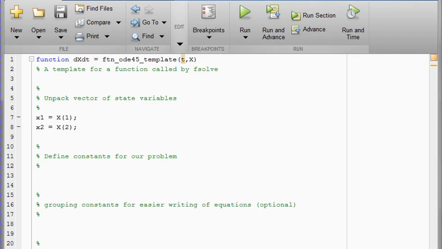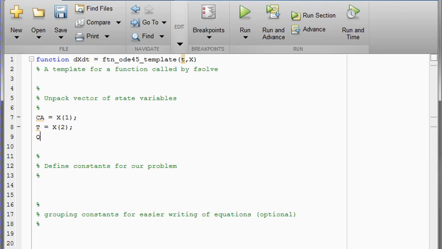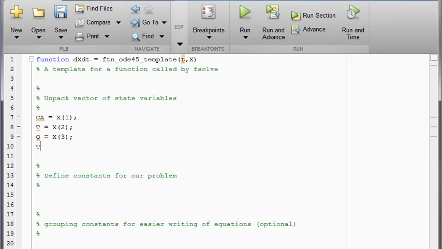So the first thing that we're going to do in our Matlab template file is unpack our vector of state variables. So we're going to say that the concentration of A, which is our first state variable, is equal to x1. The temperature of the reactor T is equal to x2. The heat load is equal to x3. And the temperature sensor is equal to element 4 of our input vector x. Remember, our input vector x is the vector of state variables in our problem.